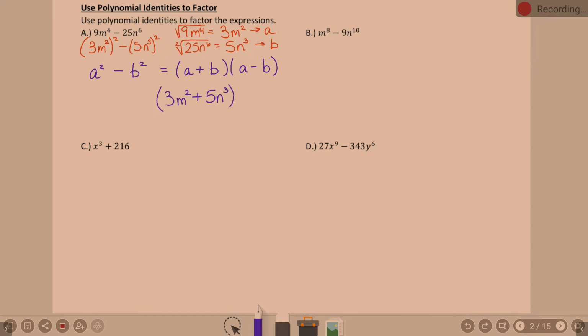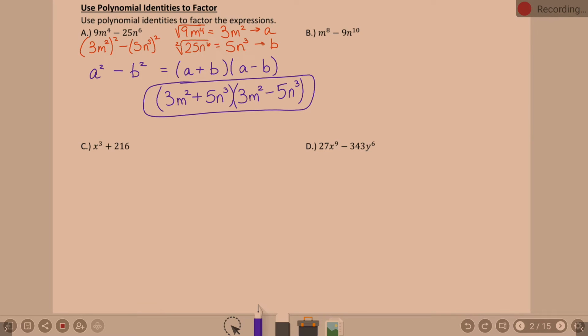I agree. Okay. So a was the square root of 9m to the fourth. That was 3m squared. That goes in the first position. B is the square root of 25n to the sixth, which was 5n to the third. That goes in the second position. That's a plus b. A minus b, well, that's going to be the same two pieces, but instead of a plus sign, we're going to have a minus sign. So 3m squared minus 5n to the third. And that's factored.